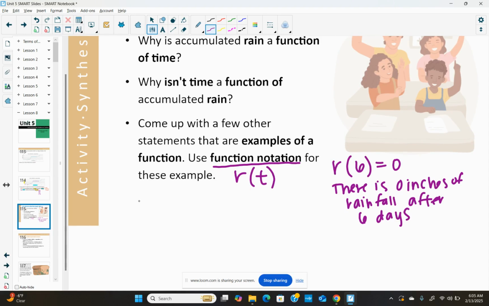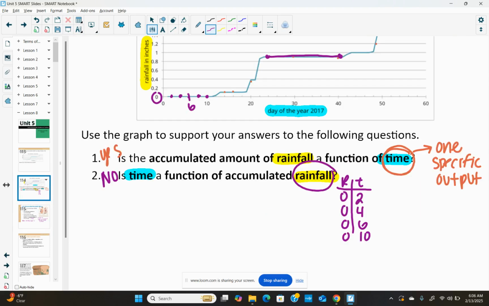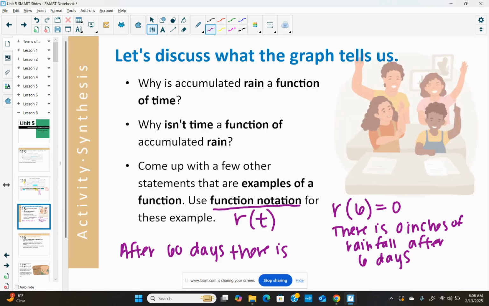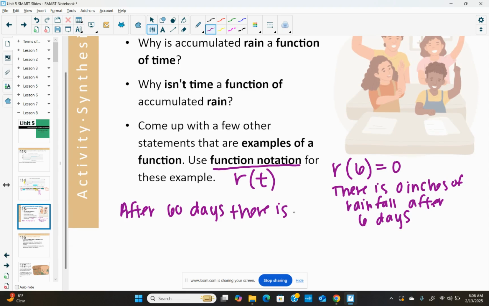We could look at other things. We could say after 60 days, there is, and now we have to go look at the graph. After 60 days, there is like 1.4 something inches. So after 60 days, there is 1.42 inches of rain. And then in function notation, that would be R of the time period. So the rainfall at 60 days is 1.42 inches.